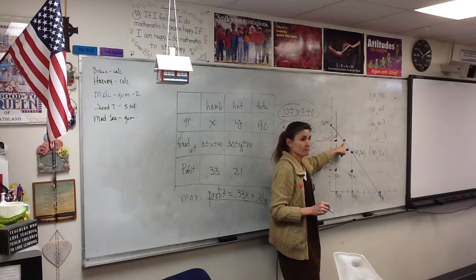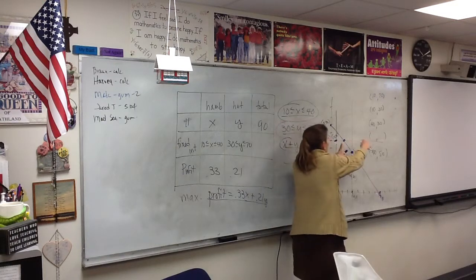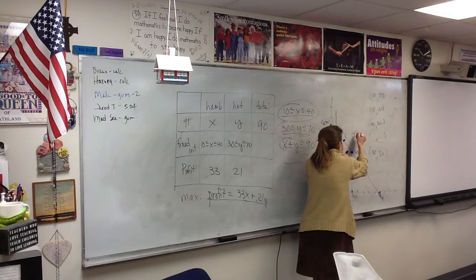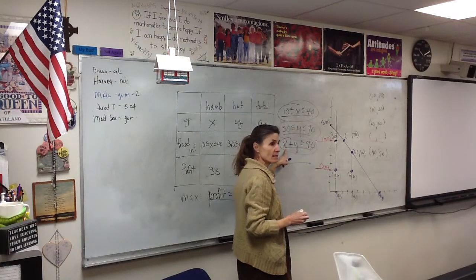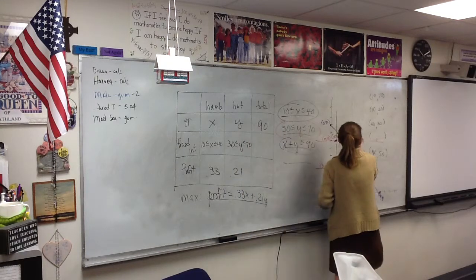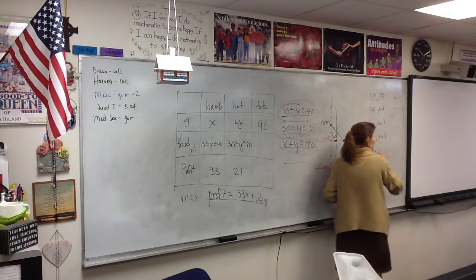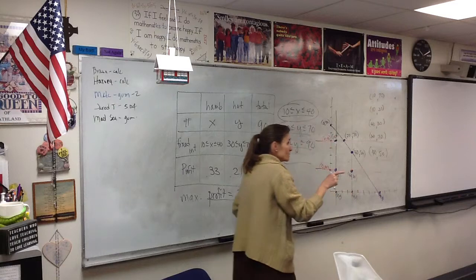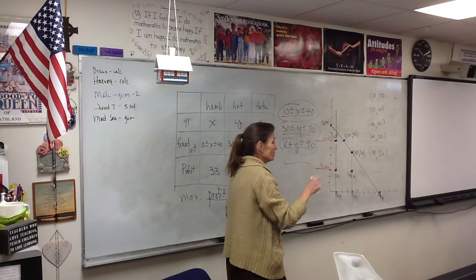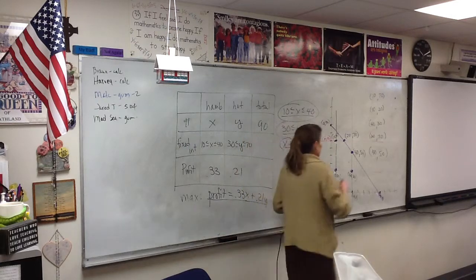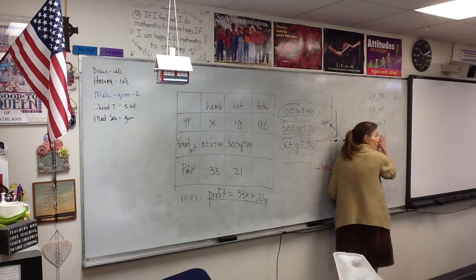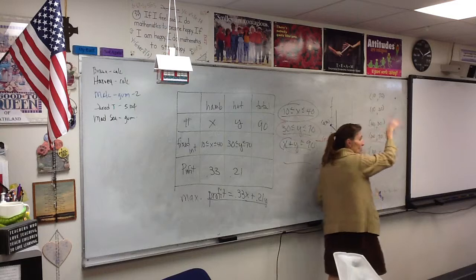Now look at this one. What do we know about the Y coordinate here? The Y is 70. If the Y is 70, then X has to be 20. And now we have all our points. Does it matter the order? No. You can't mix up the coordinates, like 70, 20, but the order of these points is not important.